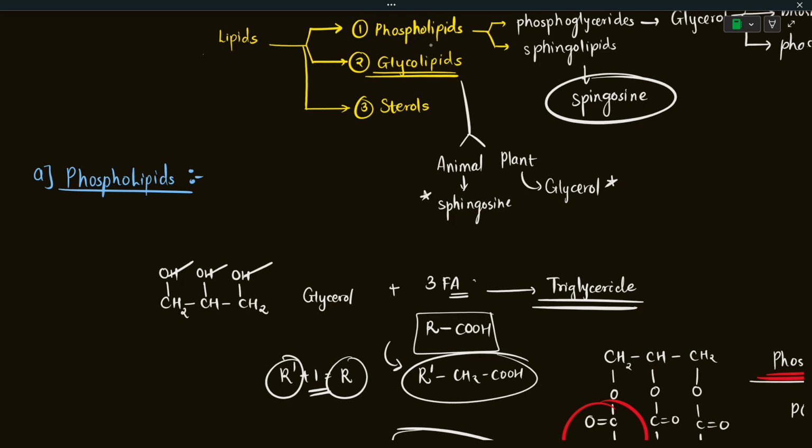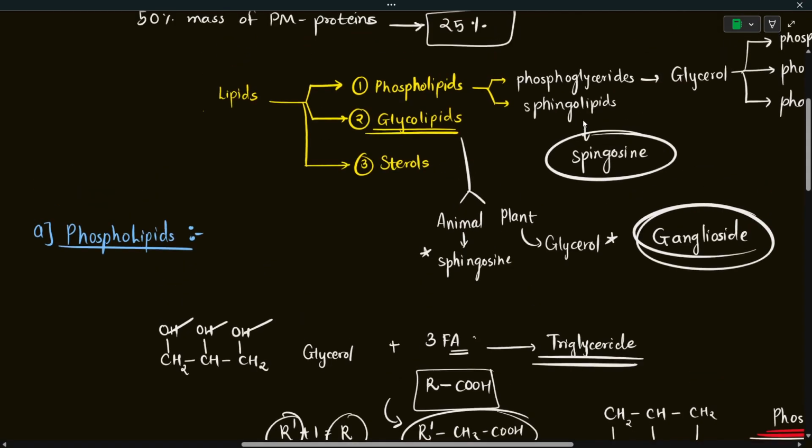The most abundant glycolipid that is found in the animal cell is ganglioside. Just remember the name. Ganglioside is the most abundant glycolipid that is found in our plasma membranes. Then the third category of lipids that are found on the plasma membranes are sterols. The famous example, the most abundant sterol present in our plasma membrane, which acts as the plasma membrane fluidity buffer, is known as cholesterol.